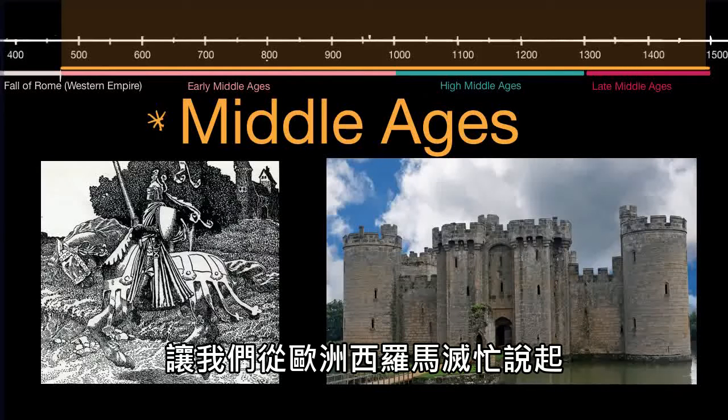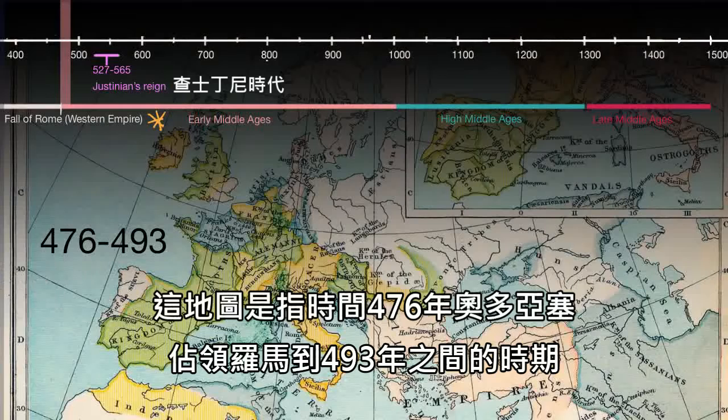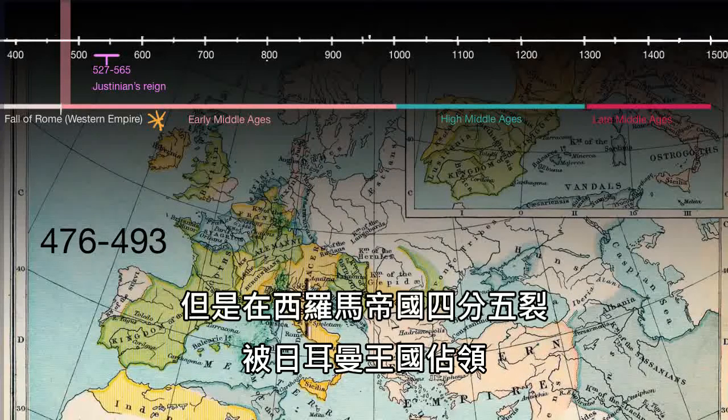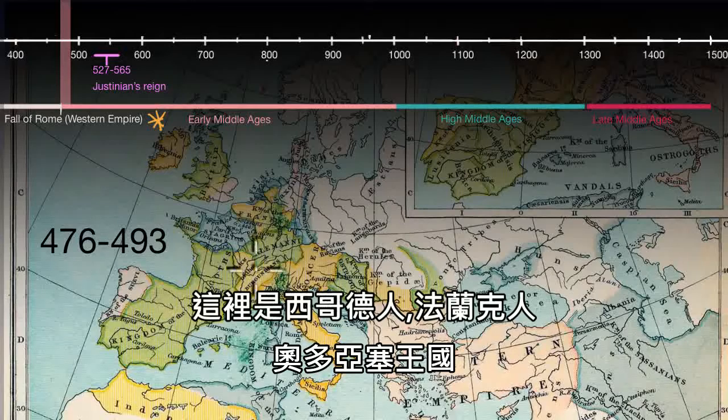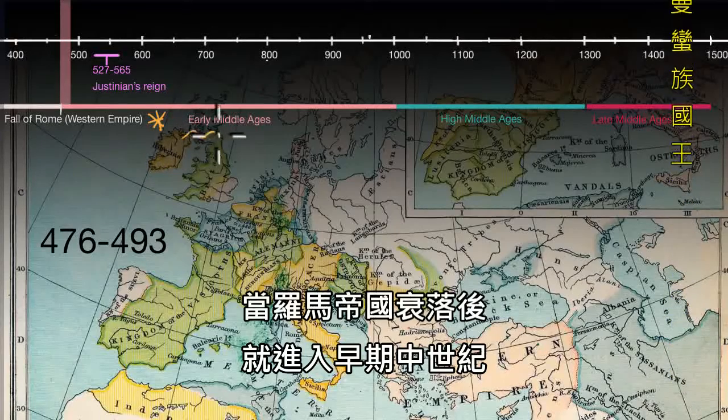So let's just start with what Europe looked like right after the fall of the Western Roman Empire. As you can see here, this map is referring to the time period between 476, when Odoacer takes over Rome, and 493. And you can see the Eastern Roman Empire is still here, but the Western Roman Empire is now fragmented amongst many Germanic kingdoms. You have the Visigoths, you have the Franks, you have the kingdom of Odoacer. With the fall of Rome, we are entering into the early Middle Ages.